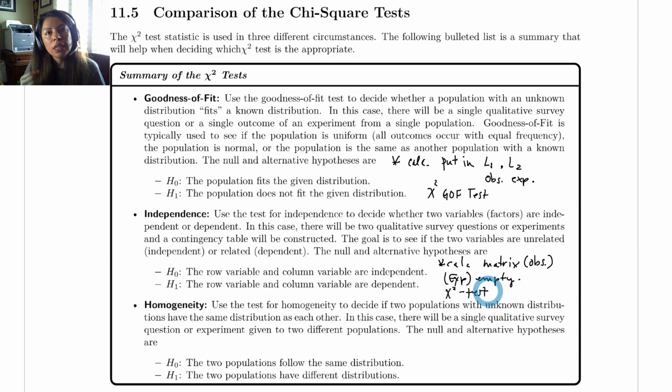And be careful with the claims, right? In this case, in our example with independence, the claim was our null hypothesis. So always identify the claim after setting up the hypotheses.